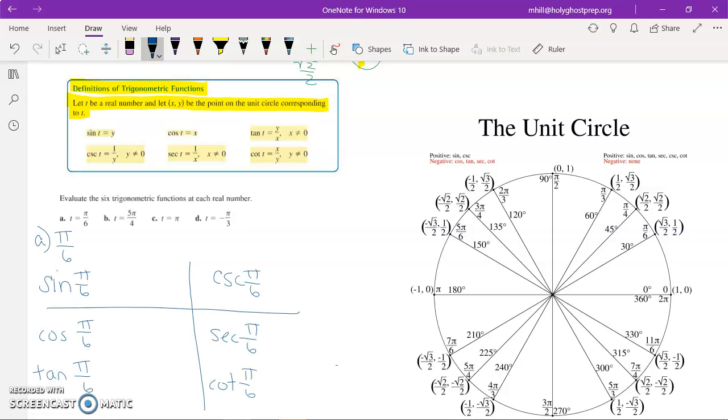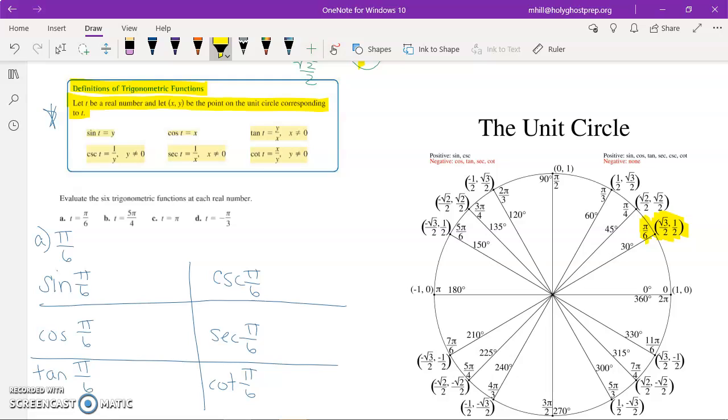So I'm setting up my 6 trig functions for pi over 6. We're going to use this box up here to help us, and also our unit circle. So pi over 6, locate pi over 6 on your unit circle, which is right here, and we're going to need the point that comes with it.